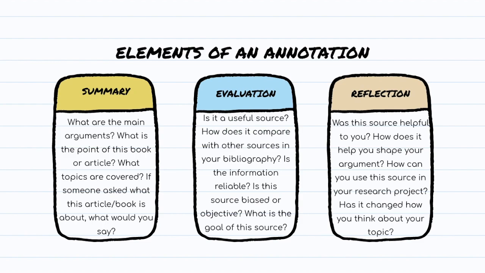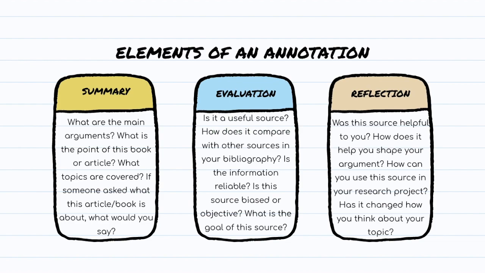The questions that are listed underneath each heading give students a way to answer or provide what is being asked for. So when you're thinking about a summary, ask yourself, what are the main arguments? What is the point of this book or article? What topics are covered? If someone asked what the article or book is about, what would you say? Usually, a summary is anywhere from 3 to 5 sentences, depending on what your teacher is asking for. You should always be aware of their own individual requirements for the assignment.